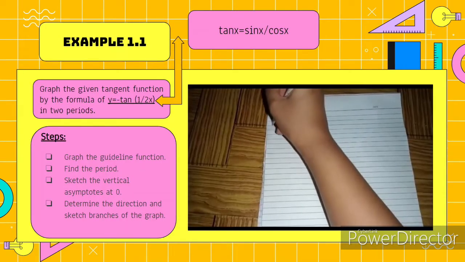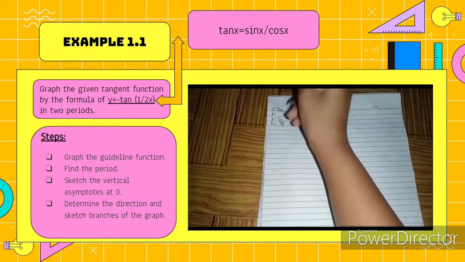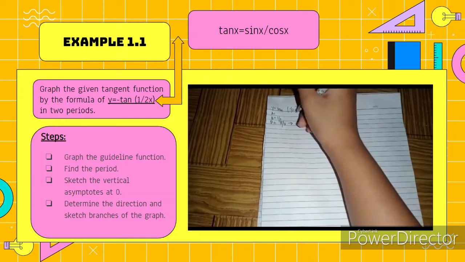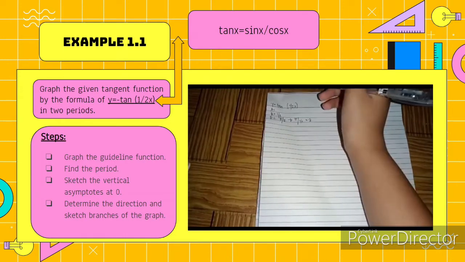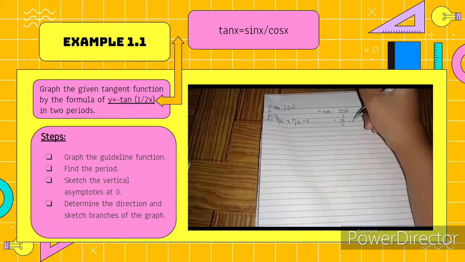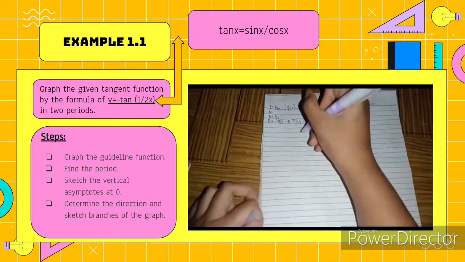For our first example, all we have here is our b, which is 1/2. So let's proceed in finding the period. In finding the period, we have here π divided by b, which is π divided by 1/2. So π divided by 1/2 is equal to 2π. So this means our period here is 2π. So we're going to find next our x scale, which is 2π divided by 2, which is equal to π.